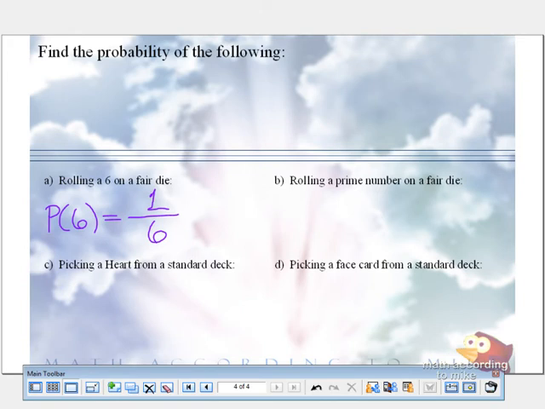Which, notice, is the same probability as rolling anything on a fair die. That's going to have a term later on. The 1 is the number of 6s on a die.